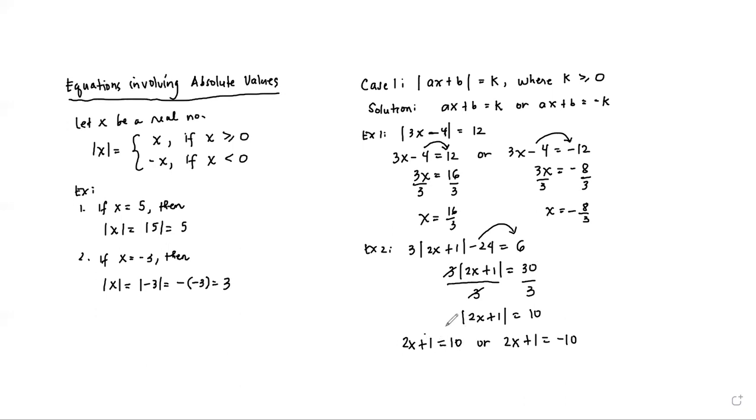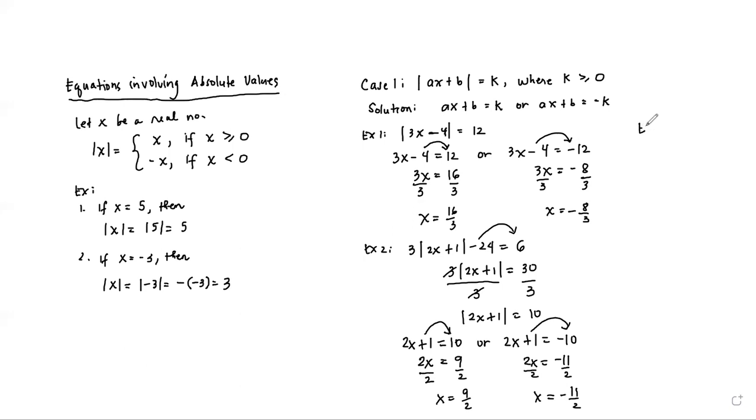So for the first equation, transposing positive 1 to the right side, we get 2x is equal to 10 minus 1, which is 9. And then dividing both sides by 2, we get x is equal to 9 over 2. For the second equation, transposing positive 1 to the other side, we get 2x is equal to negative 10 minus 1, which is negative 11. And then dividing both sides by 2, we get x is equal to negative 11 over 2. So these are the solutions of the given equation.